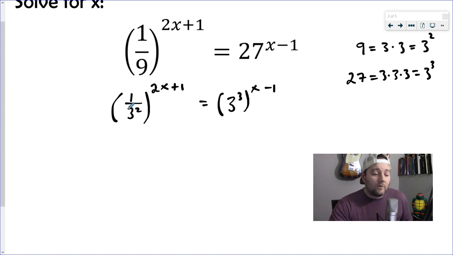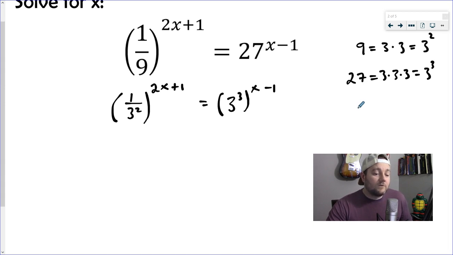Now, we don't have a common base yet. We're close, but if we want our common base to be 3, what we need to do is flip this exponent over. So one of the other exponent laws that I know, and my neighbor just started a very loud car, so if you can hear that in the background, I do apologize.